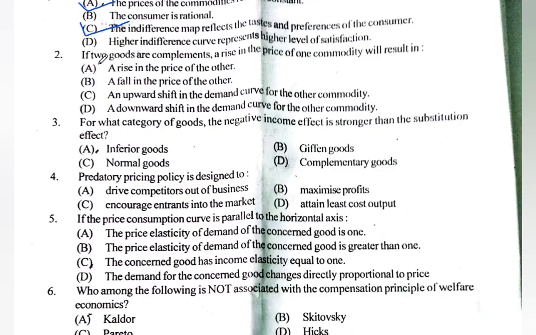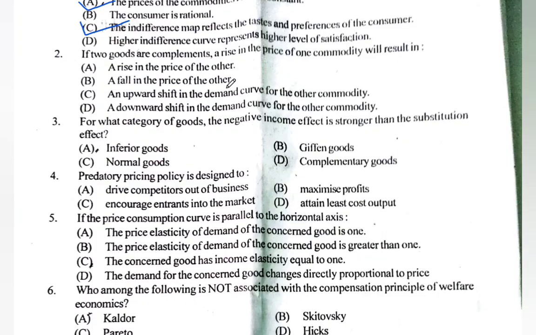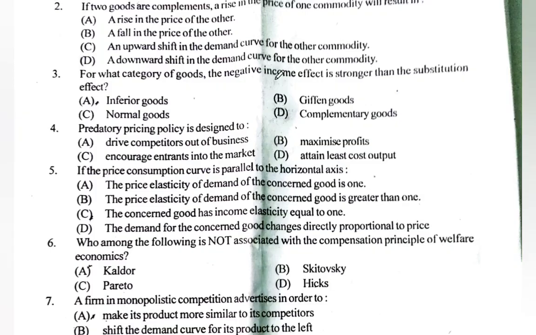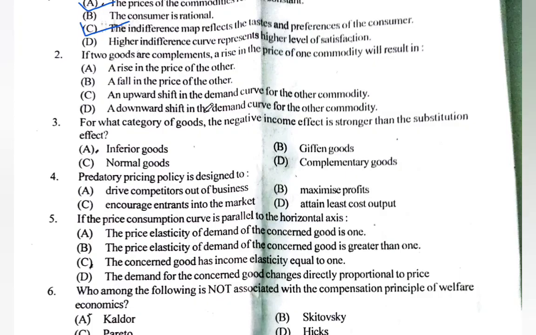Question number 2. If two goods are complements, a rise in the price of one commodity will result in option A. Rise in the price of other. Option B. A fall in the price of other. Option C. An upward shift in the demand curve for other commodity. Option D. A downward shift in the demand for other commodity.